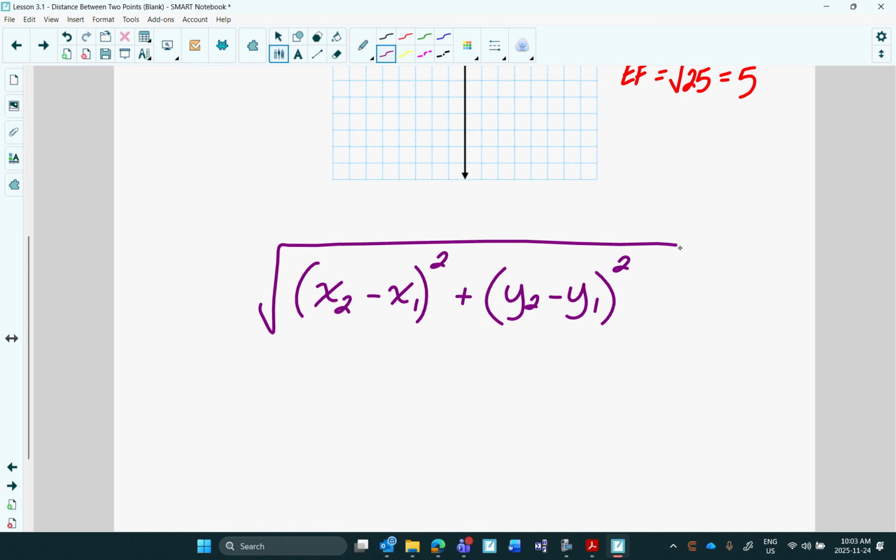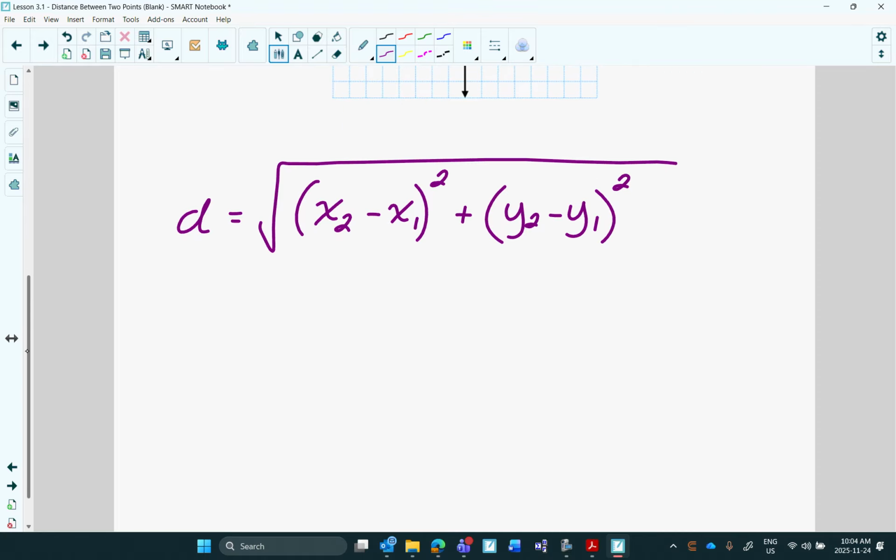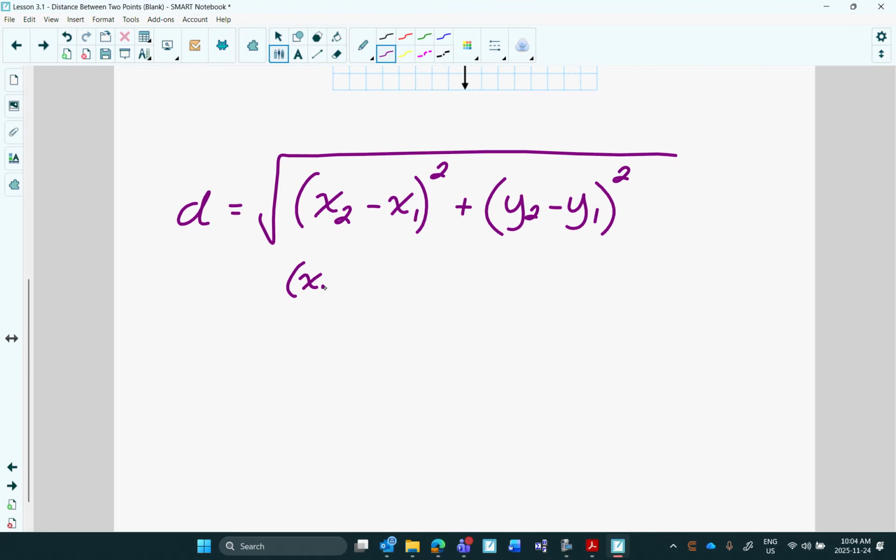You will always get this formula, okay? I'm more concerned about if you know how to use it rather than if you know how to memorize it. So to find little d, the distance between any 2 points, you use this formula, where x1 comma y1 is one endpoint and x2 comma y2 is the other endpoint.